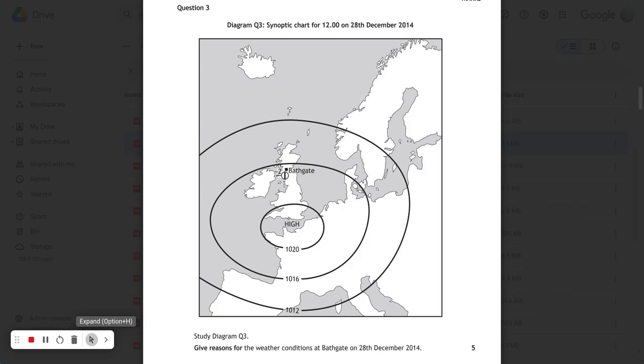So we can see there is 1 octa of cloud cover. What that means is there's very little cloud cover in the sky. It's 1/8 of the sky's covered in clouds. We can see that the temperature is -2. We can see the wind is coming from the west because the little arm is pointing towards that, and we always talk about where the wind comes from. And we can see that the wind speed is 5 knots because we have half a tick.